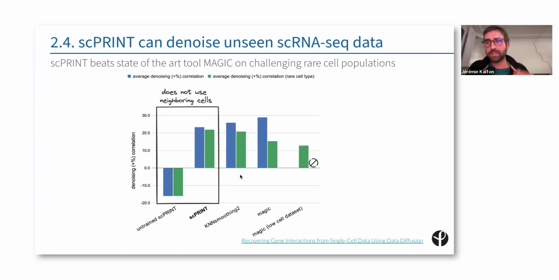However, because it's not using the neighboring cells information, when you look at rare cells in your datasets, these rare cell types where you have only sequenced maybe 10 or 20 cells, interestingly here, and actually I think it makes sense, scPRINT doesn't really degrade in performance, but the other models do, because they're not able to use as many nearest neighbors. And there scPRINT can outperform state-of-the-art models in this task.